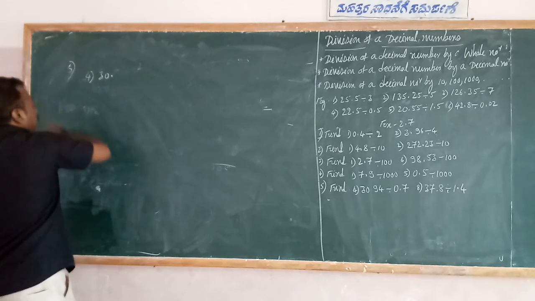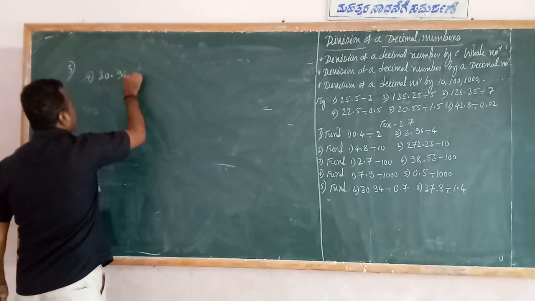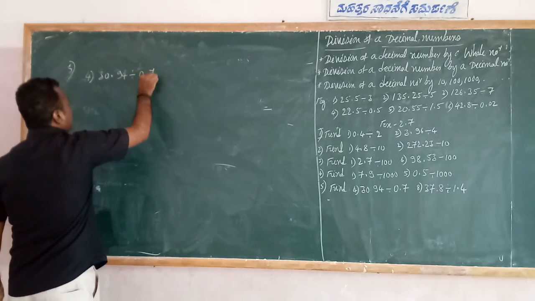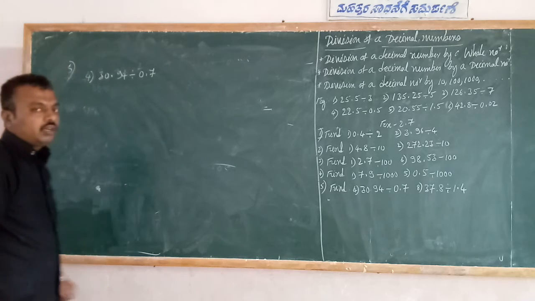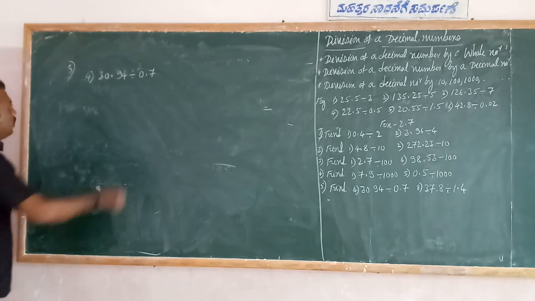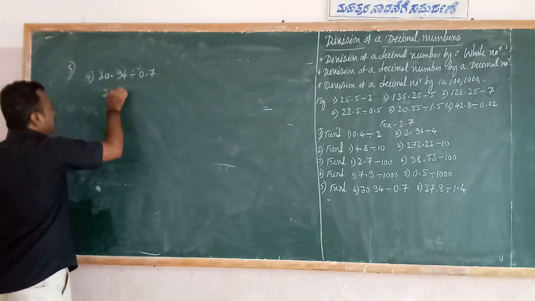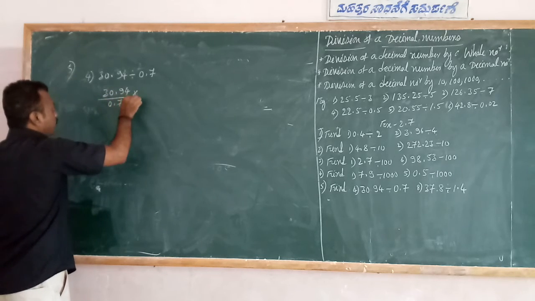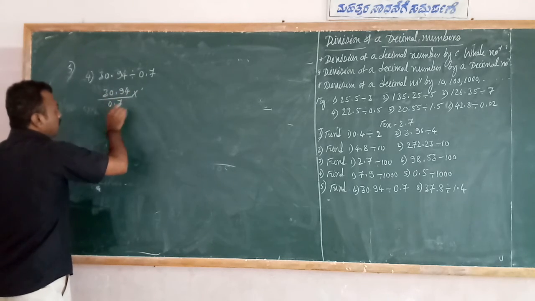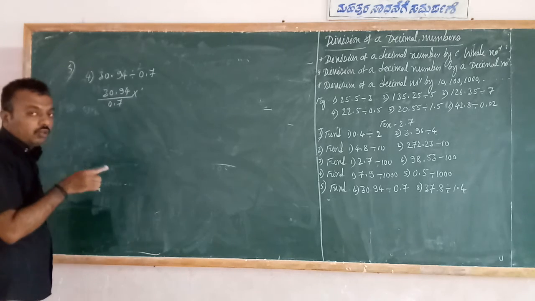30.94 divided by 0.7. 30.94 divided by 0.7. Okay, students? Yes. Very simple. 30.94 divided by 0.7. Write in the p by q form or fraction form. So the number you have is 0.7. This 0.7 we have to convert into a whole number.